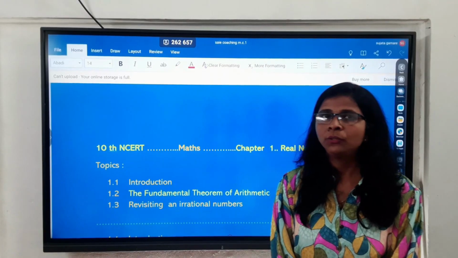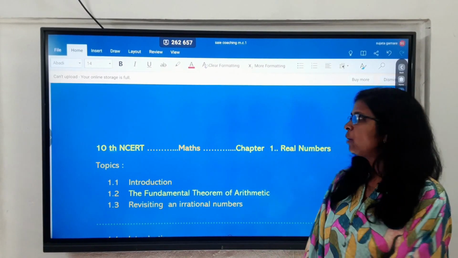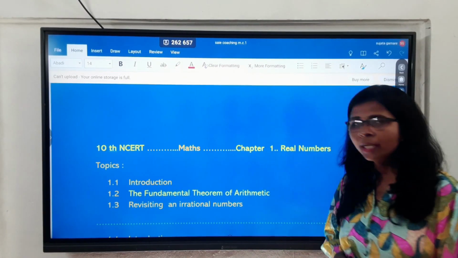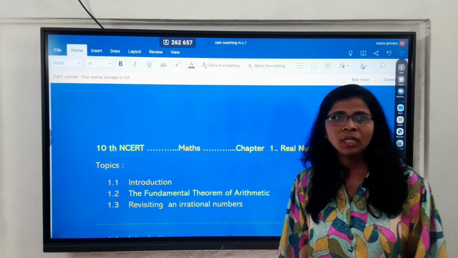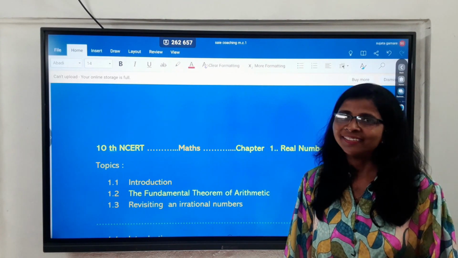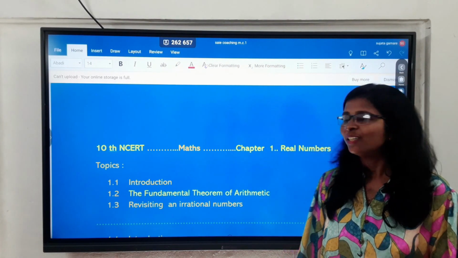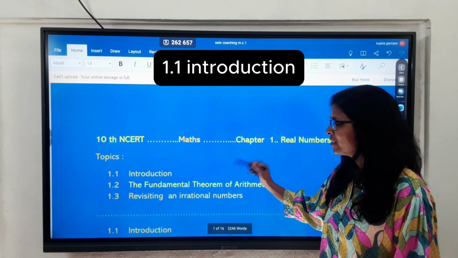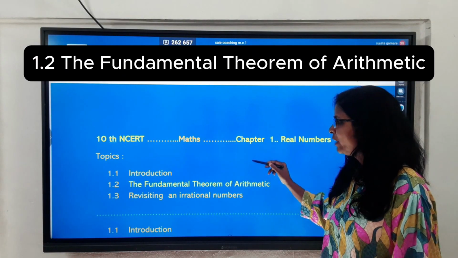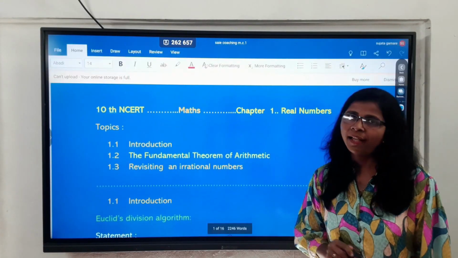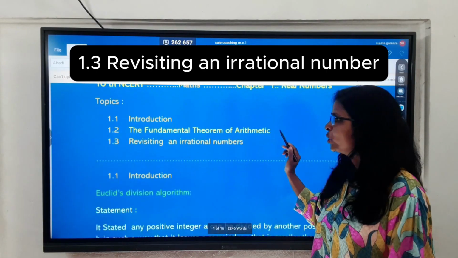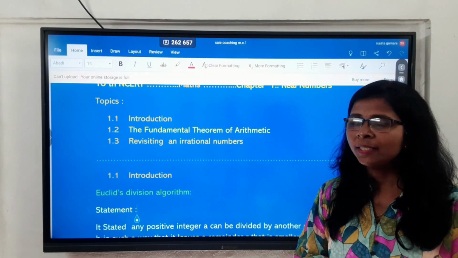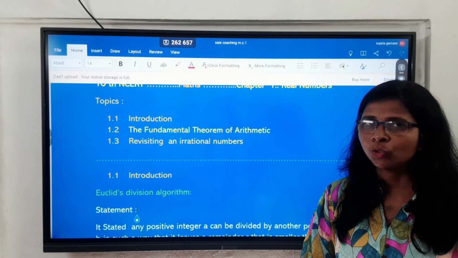Hello students, today we are going to learn about Chapter 1, Real Numbers, in 10th NCERT Maths. Now in this chapter, there are three topics. First, introduction. Second, the fundamental theorem of arithmetic. And the third, revisiting irrational numbers. So let us see the first, the introduction.